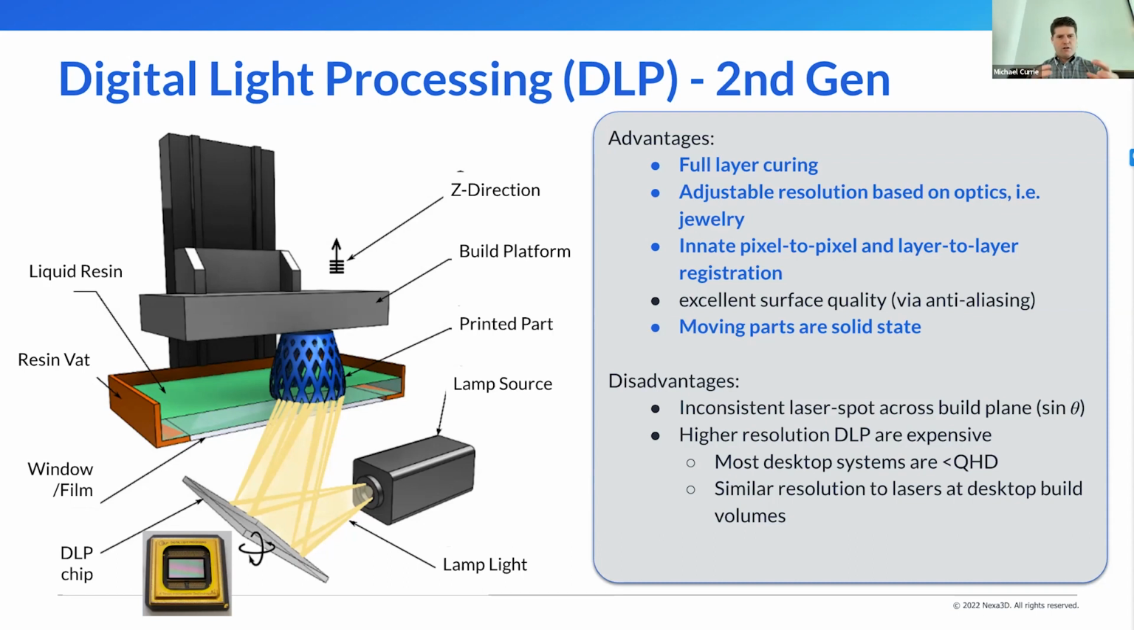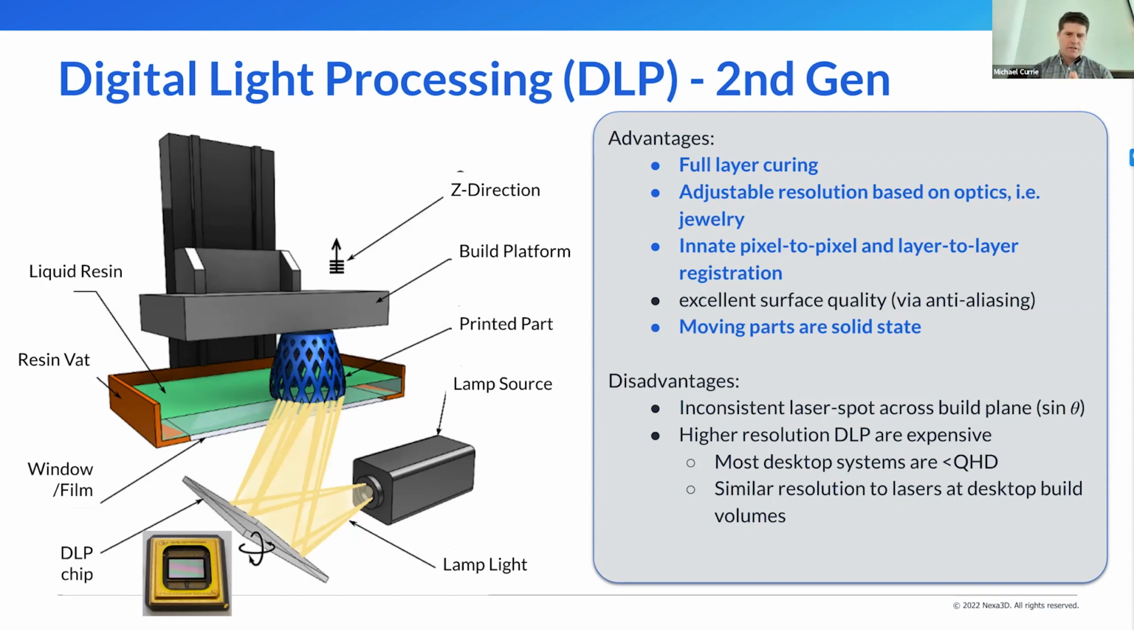Secondly, there's a set of optics that you can choose to either make those pixels shine on a very small area. So if you want to be a jeweler and you want to have very fine detail, you can put all those pixels in one spot. Or if you want to print quickly over a large scale, you can spread those pixels out over a larger build area.